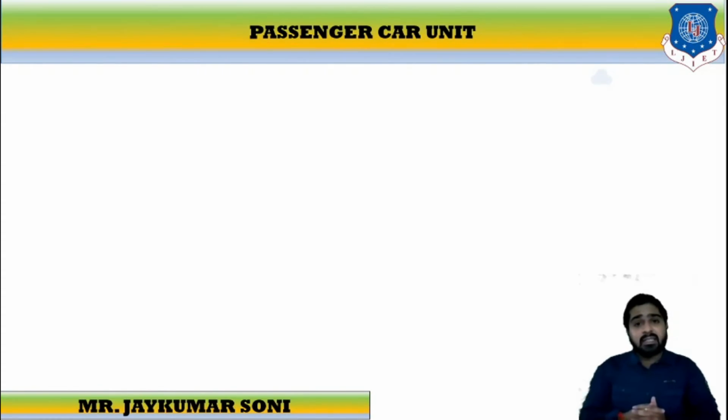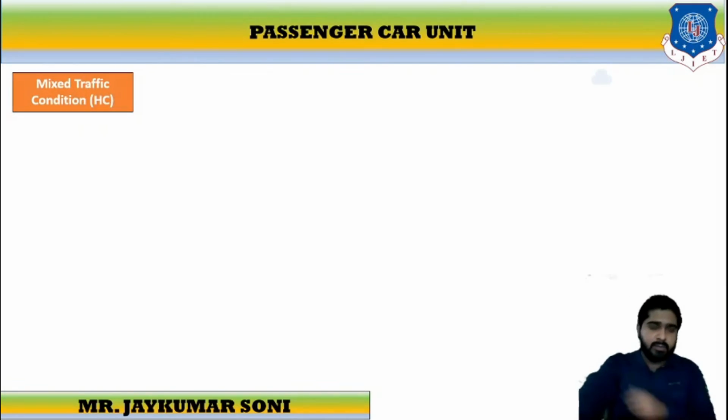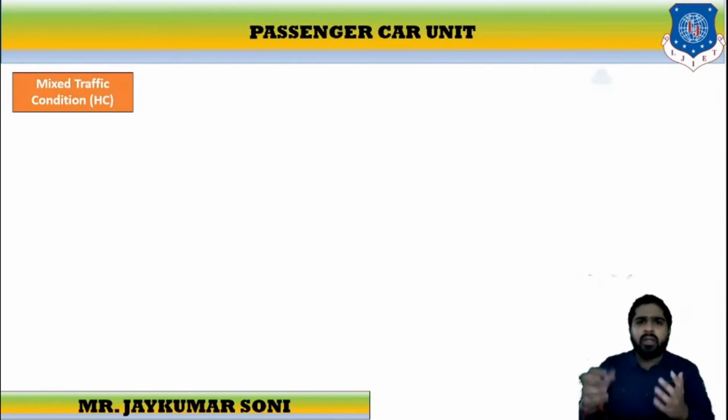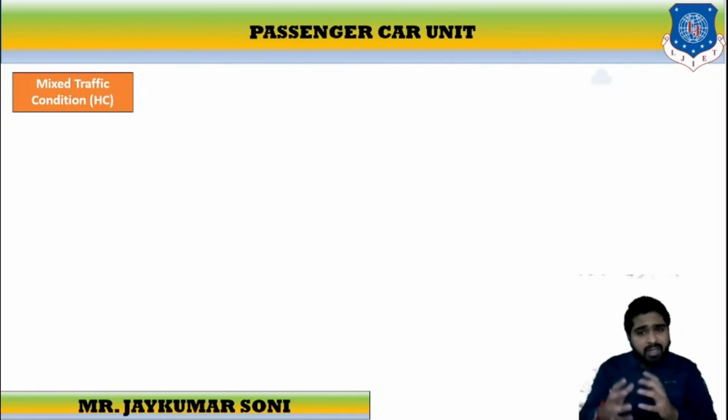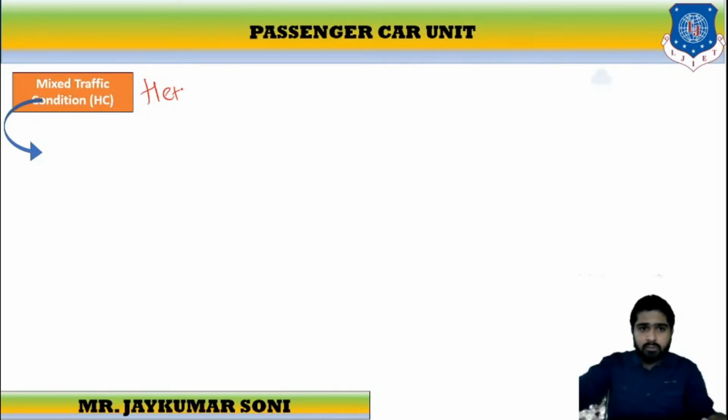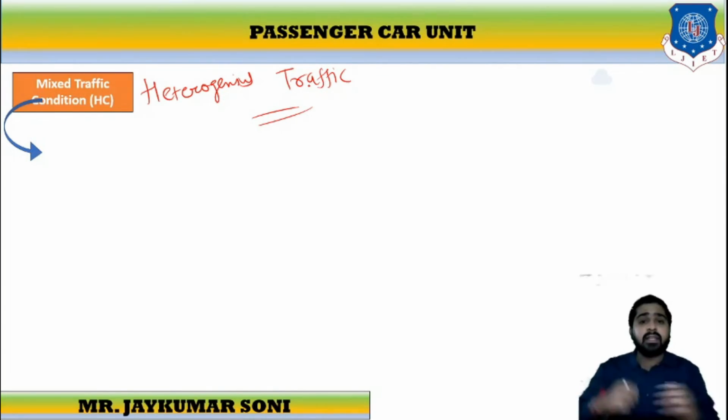Now let us discuss another very important thing that you will love to understand: the passenger car unit. Whenever we travel on the road, it never happens that only two wheelers, or only cars, or only trucks are on the road. Normally, what we observe in the field is heterogeneous traffic, which means mixed traffic condition.